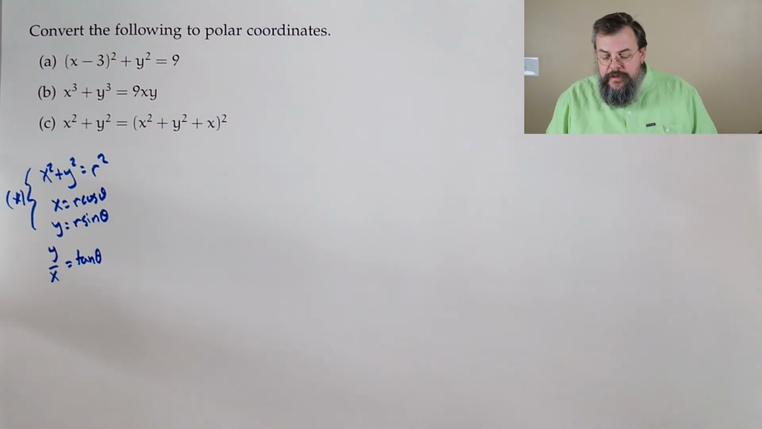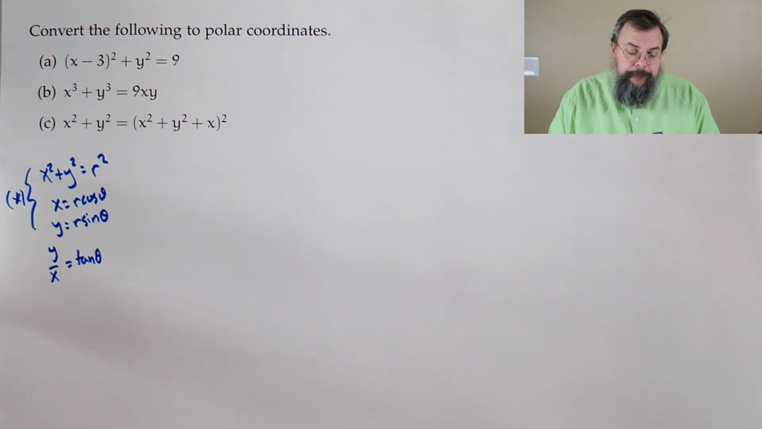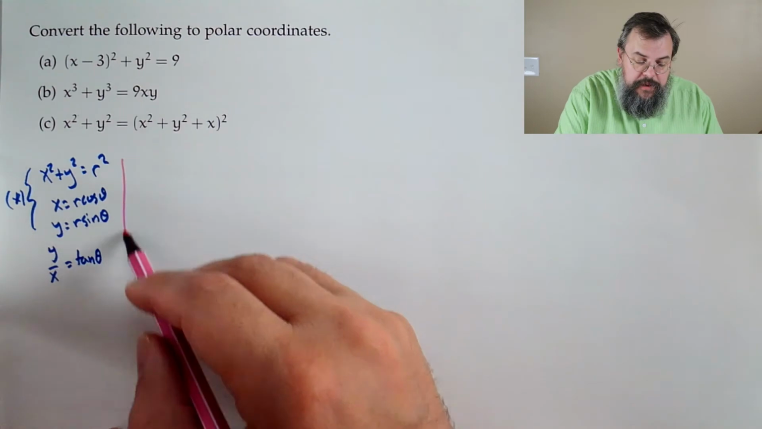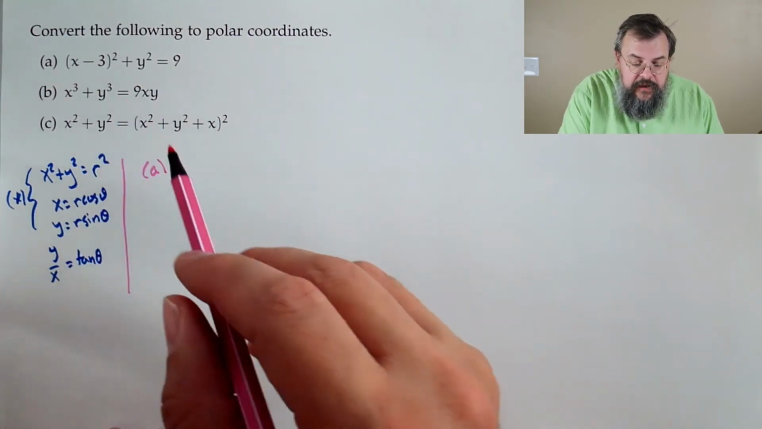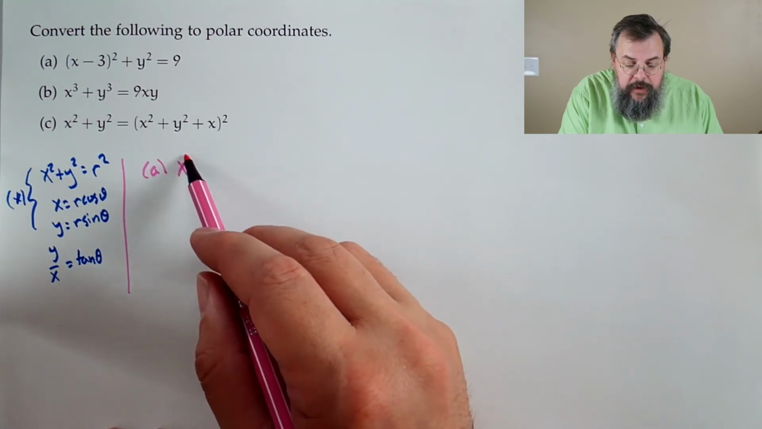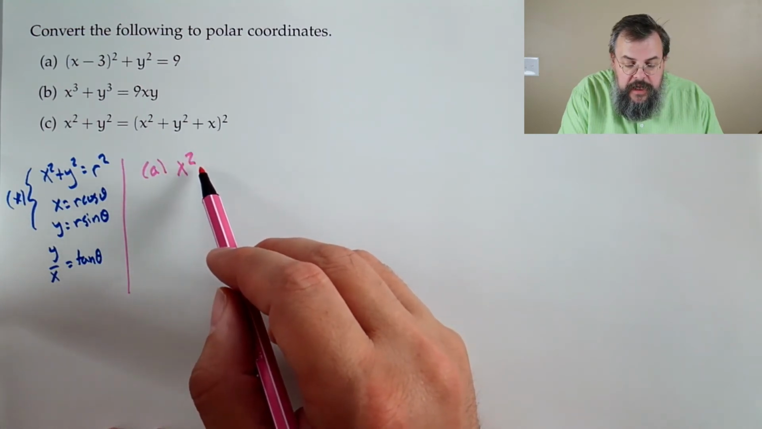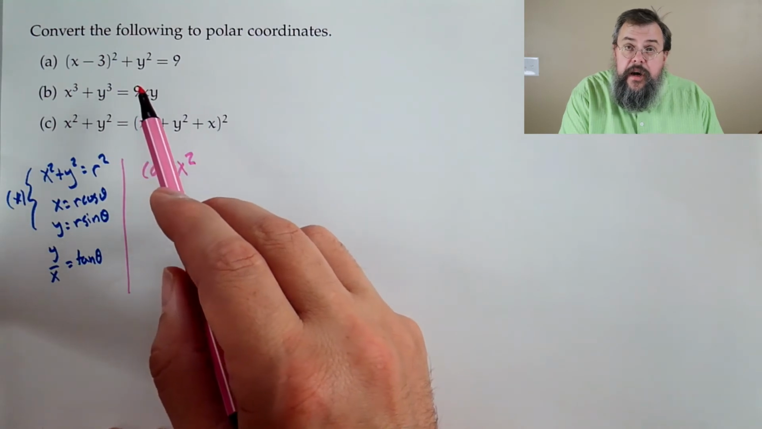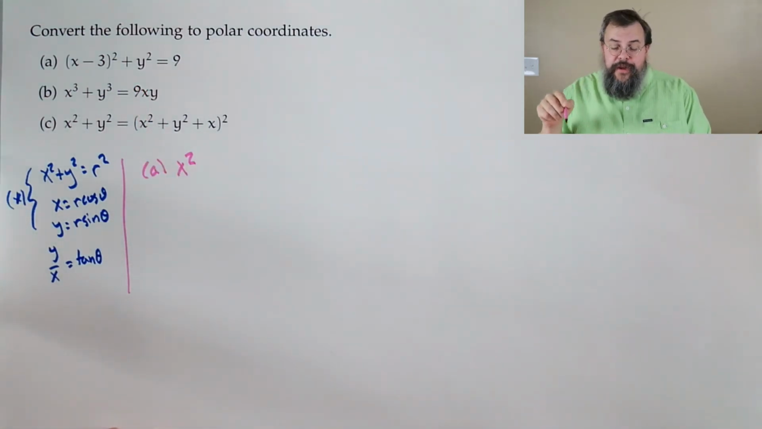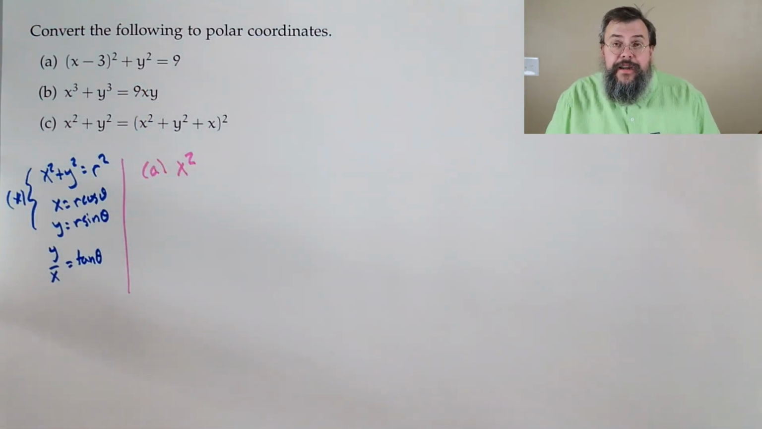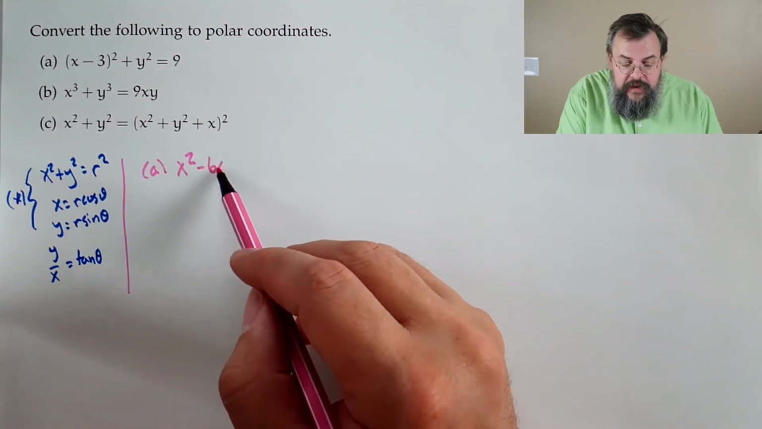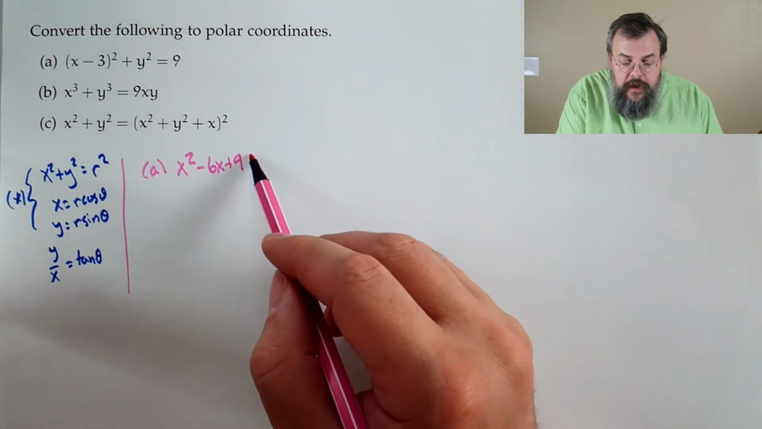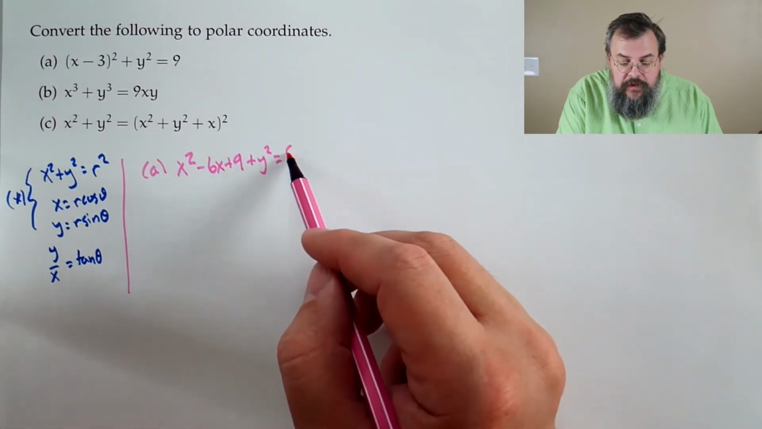Okay, well, let's begin, right? Part A. What could that be? Well, we probably can start by expanding. We don't have to jump in right away, because if we expand, we're going to get an x squared. We already see a y squared, and we like x squared plus y squared. If we can get that, our life is good. So we have x squared minus 6x plus 9 plus y squared equals 9.